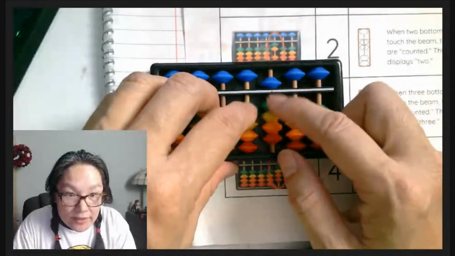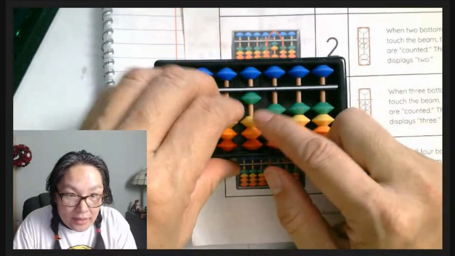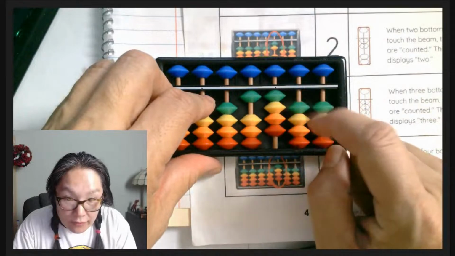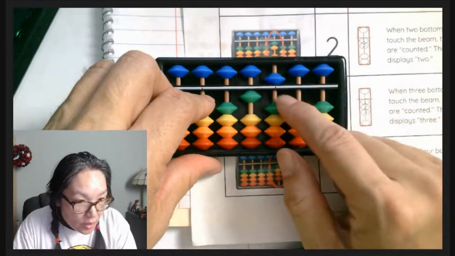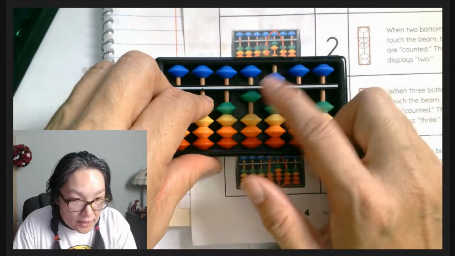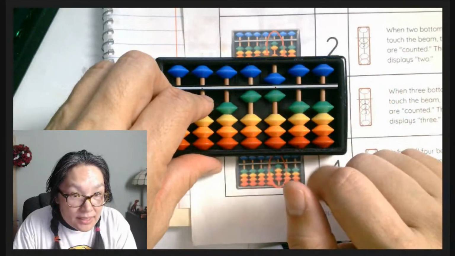After 9, we have 10. Notice that this is 10. We have a 1 and a 0. 10, 11, 12, 13, 14, and then 15. All the top beads have a value of 5. If you look, this is 15. This is a 1 and a 5. And then this is 16.